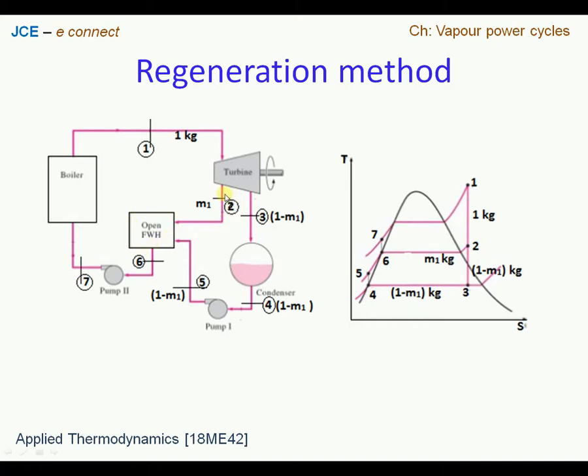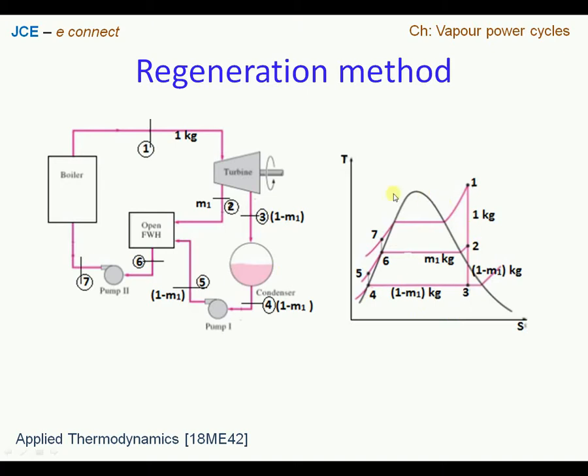Whatever is left out from 1 kg will flow and continue to expand in the turbine completely, and then it will pass through the condenser. So whenever we deduct the part of the steam which has been extracted from 1 kg, what is left out will be 1 minus m1 kg. So this amount of steam is now passing through the condenser where heat rejection takes place.